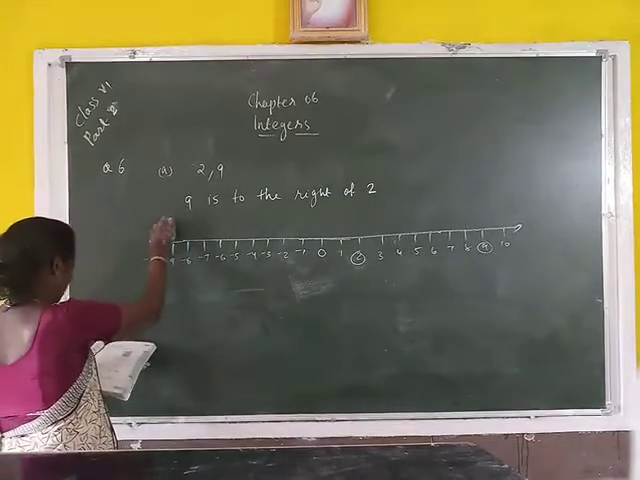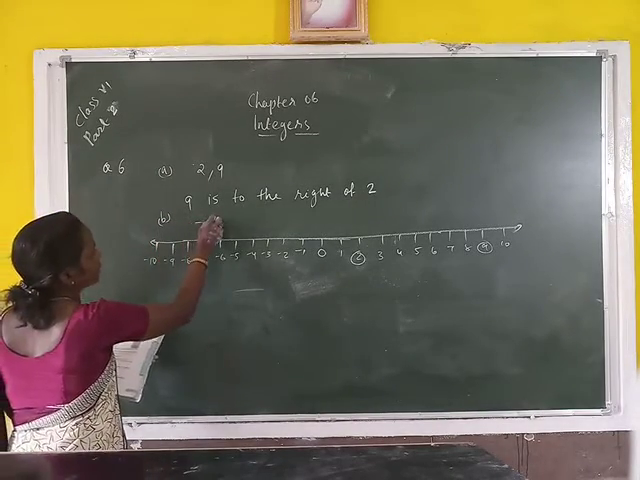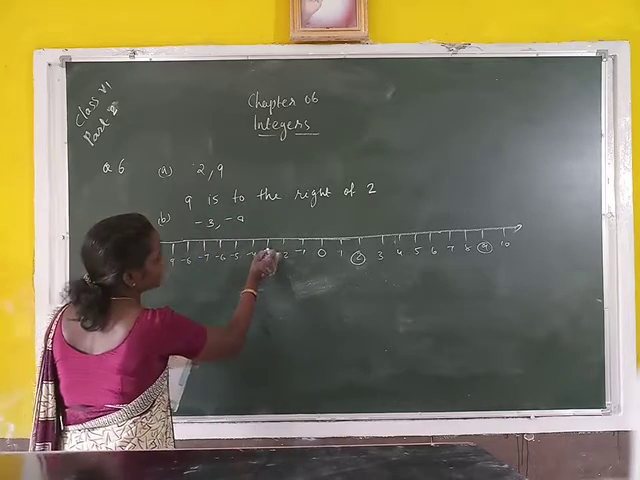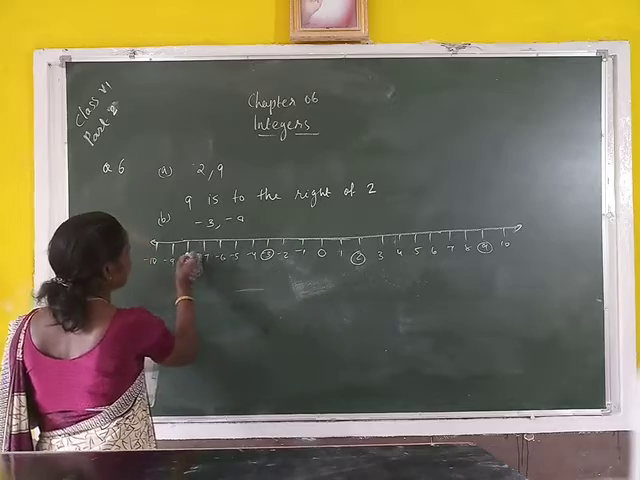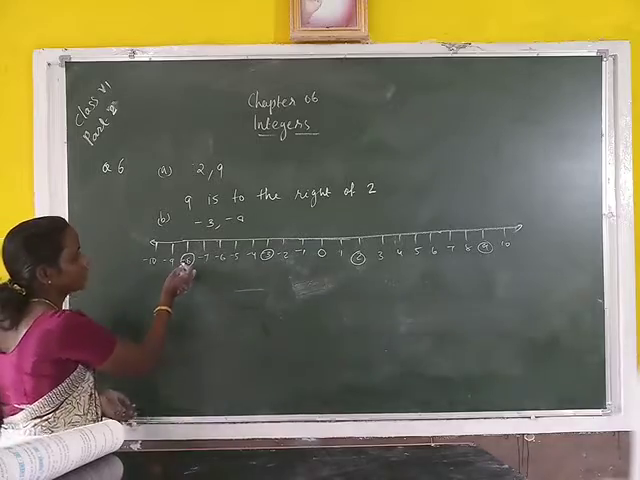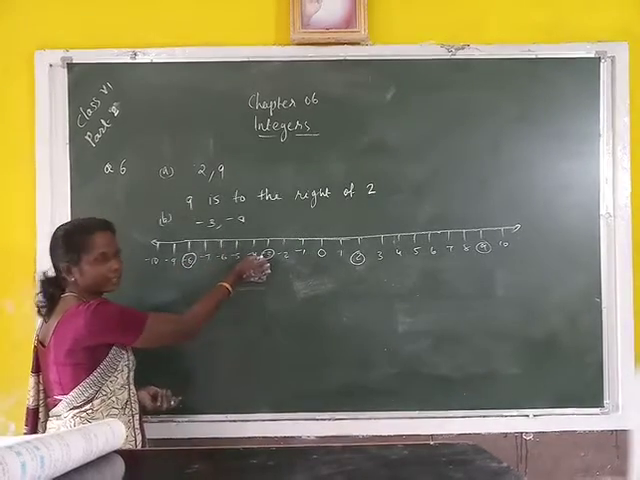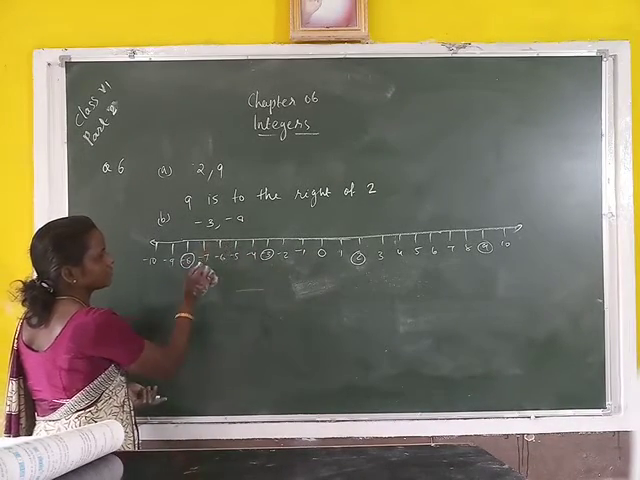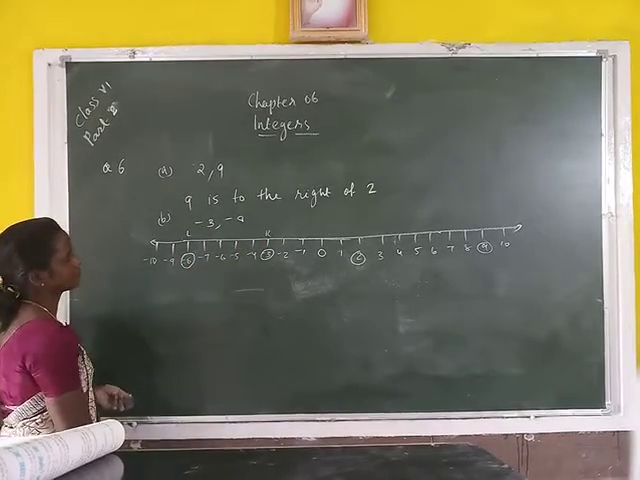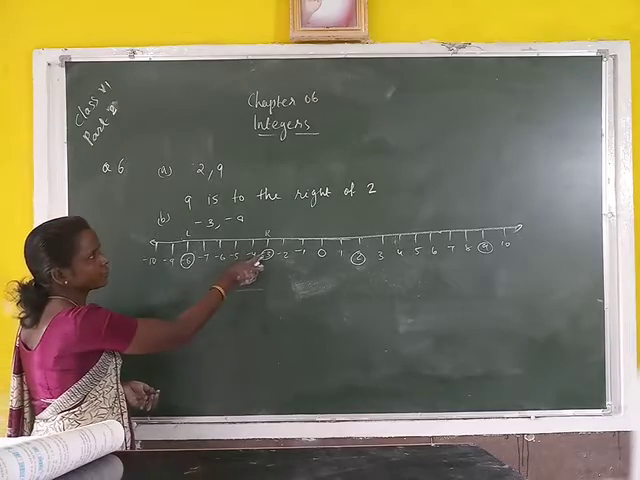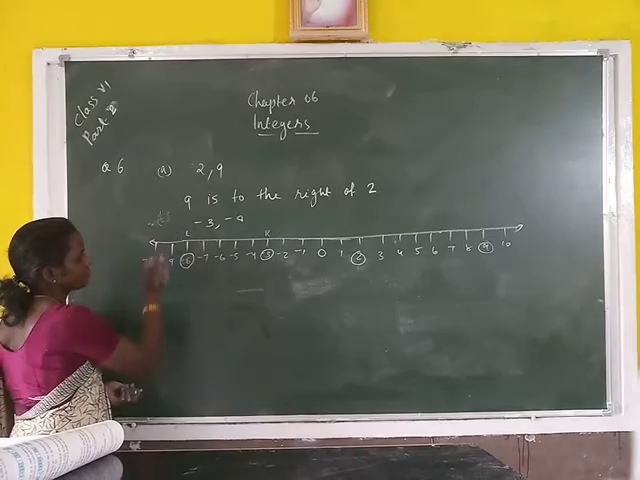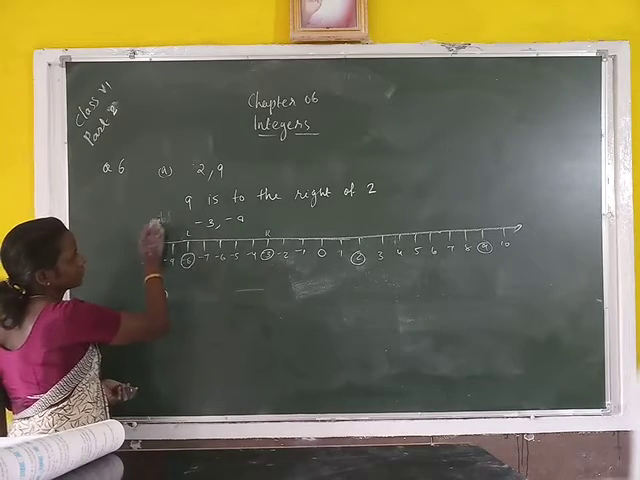Then we look at negative 3 and negative 8. Which is right? When we take these two numbers, this is the right side and this is the left side. So we can write that negative 3 is to the right of negative 8. So in B, what is the answer?